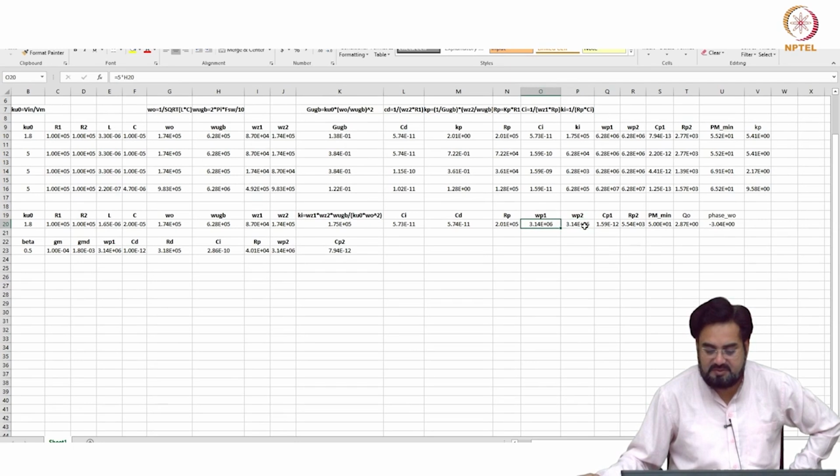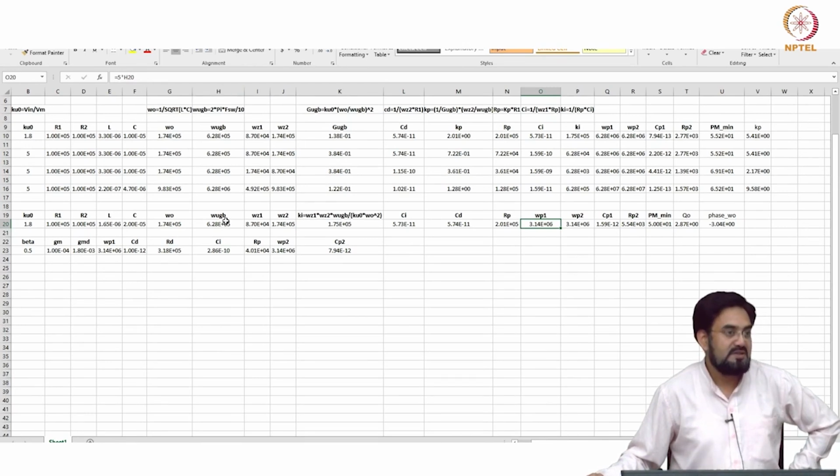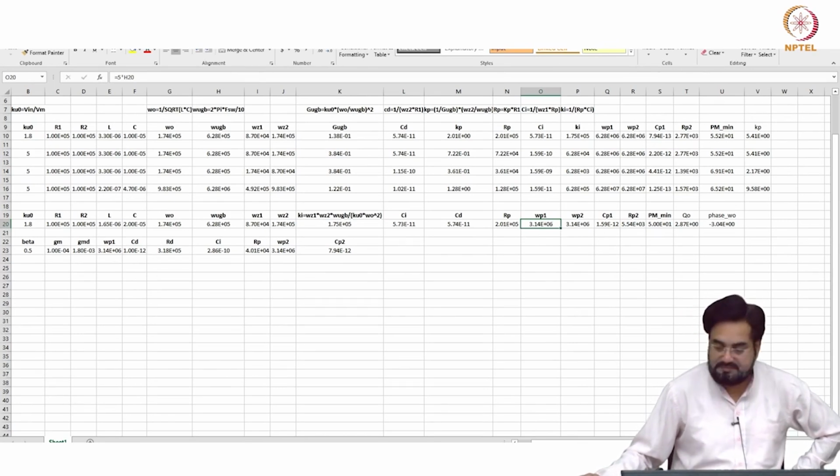These are high frequency poles which are placed. So, you can see I am placing them at 5 times omega UGB, the H20 is nothing but omega UGB. So, now we will see why exactly we need these two poles actually.